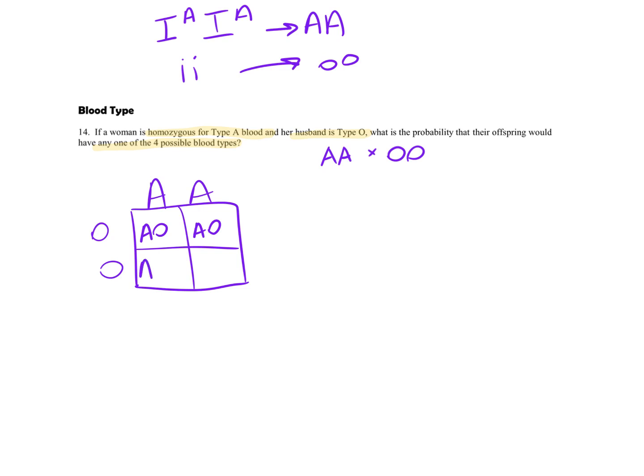And again, you want to keep the order the same. Technically, A or B should go first because O is the recessive. And the question's worded a little weird. It says, what is the probability of their offspring to have any of the 4 possible blood types? So the question sounds a little weird, but when you look at the Punnett square, it's pretty easy because they are all AO, which means you have 4 out of 4 or 1 out of 1 that are type A, which means they're all going to be type A blood type.